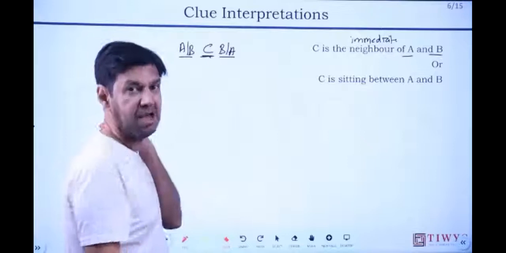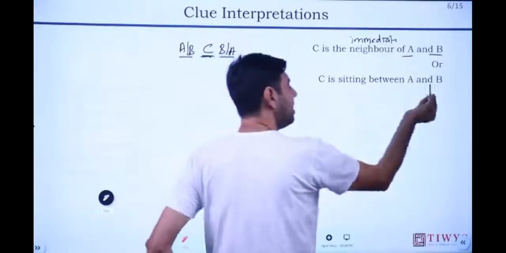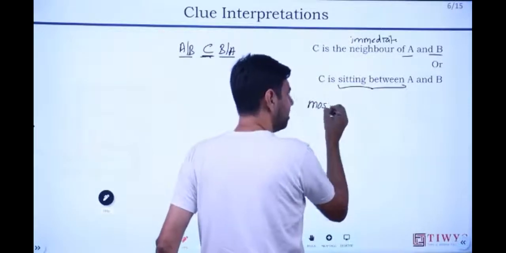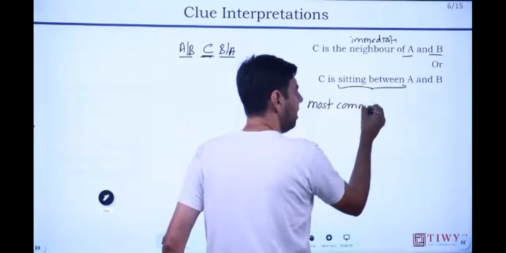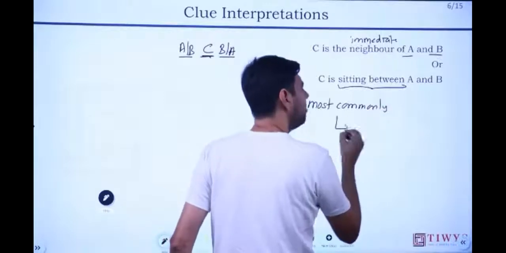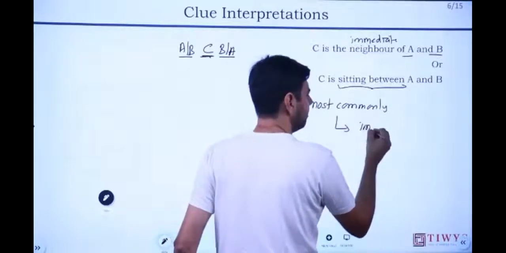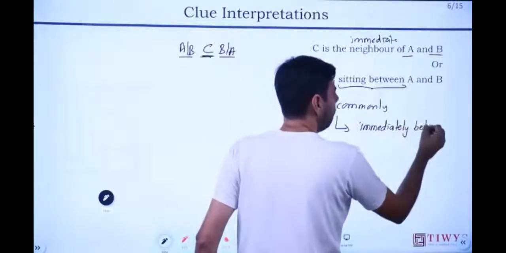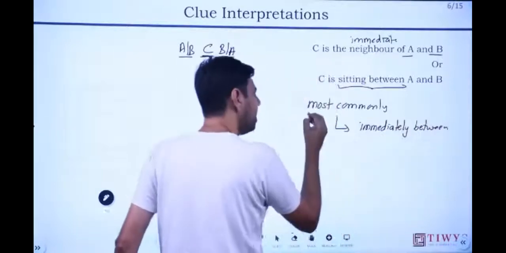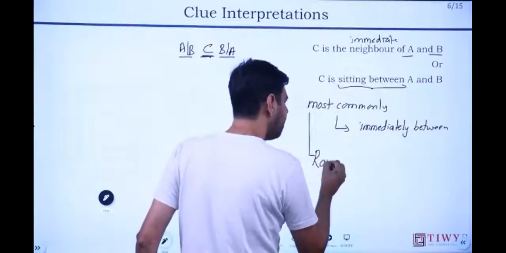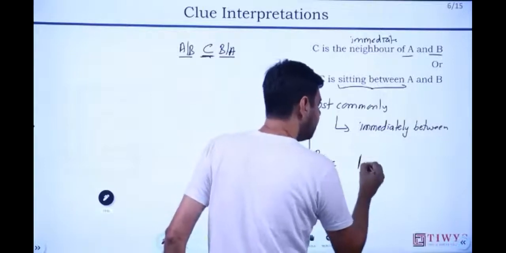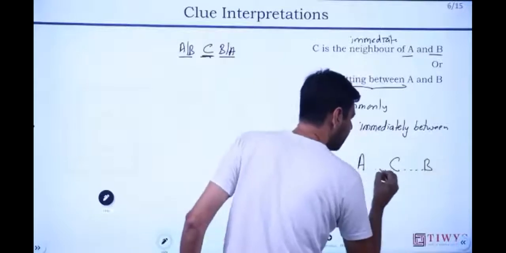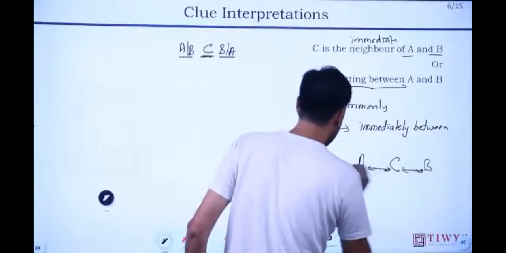Fair. And here, C is sitting between. When we say sitting between, most commonly it means sitting immediately between. What I'm saying is, it is rare, but it could mean that A is there, then there is some gap, then there's C, and then there's some gap, and this gap is equal this way also. But this is rare.